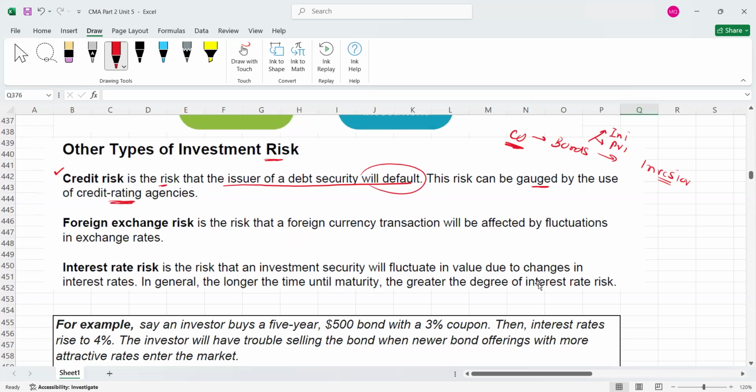And this risk can be gauged or checked by using the ratings of the securities. For example, bonds might be triple A rated, double A rated, triple B rated, double B rated. So you should first check the rating of the debt securities, then you should invest, right? This is what is called credit risk. Then we have foreign exchange risk.